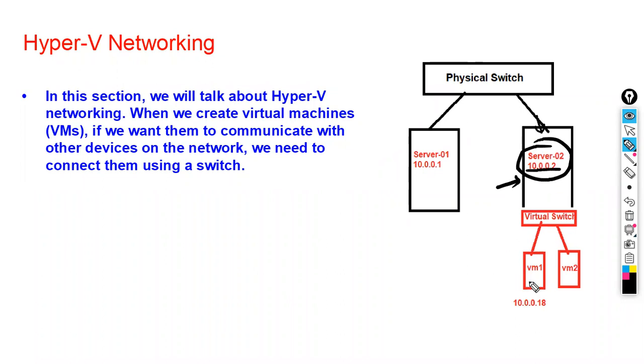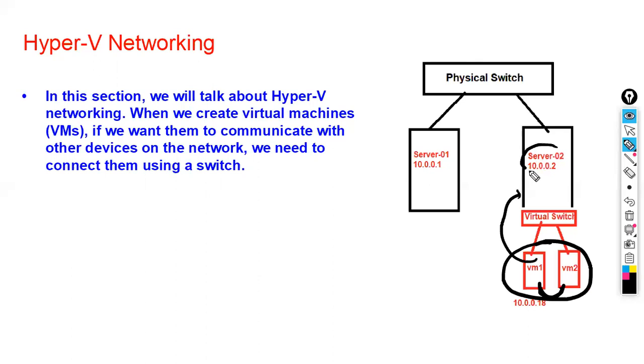Then we have created two virtual machines, virtual machine 1 and virtual machine 2. Now our requirement is to make these two virtual machines communicate with each other. These virtual machines should communicate with server 2 as well, 10.0.0.2. They should communicate with the other devices like 10.0.0.1 as well.